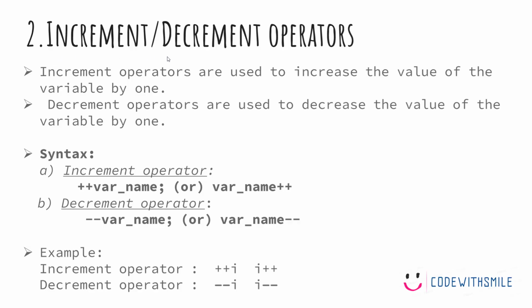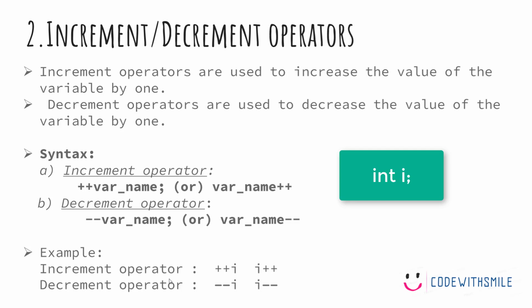Second is increment and decrement operators. Increment operators are used to increase the value of a variable by 1, whereas decrement operators are used to decrease the value of the variable by 1. In the increment operator we write two plus signs before or after the variable name, whereas in the decrement operator we write two minus symbols before or after the variable name. Let's say the variable name is I.